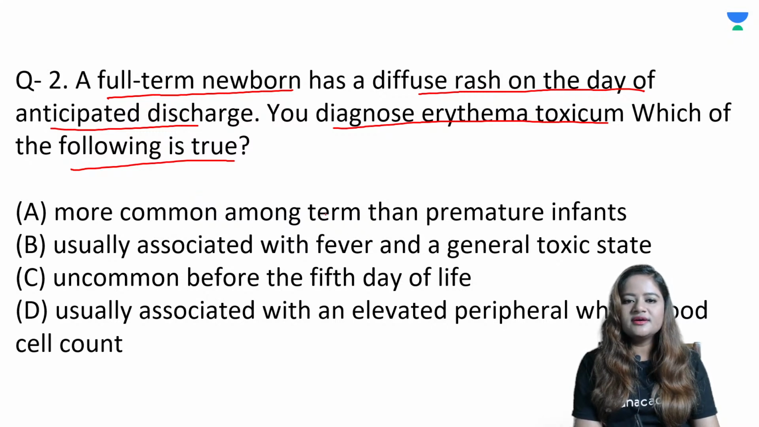Option A: It is more common among term babies than preterm babies, usually associated with fever and a toxic state. Option B: It is uncommon before the 5th day of life. Option C: It is usually associated with an elevated peripheral white blood cell count. So, which statement is correct about the condition known as erythema toxicum in a newborn?